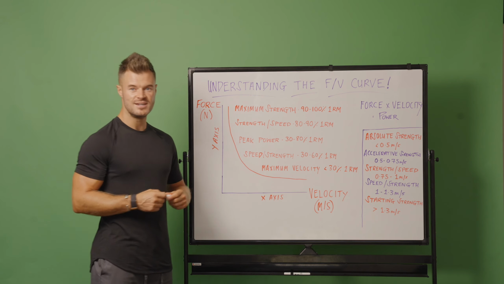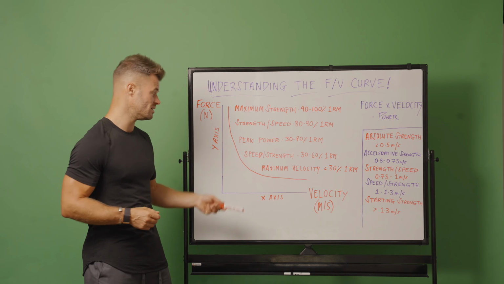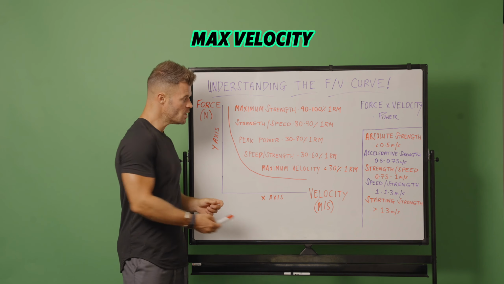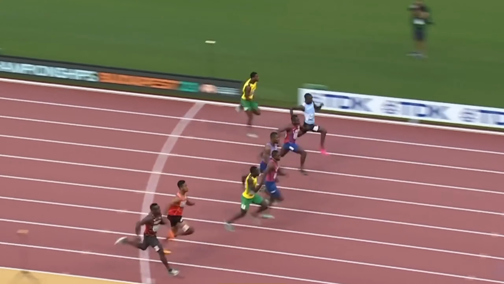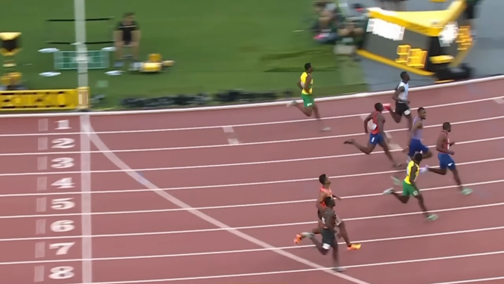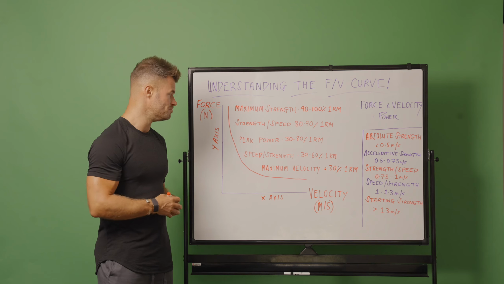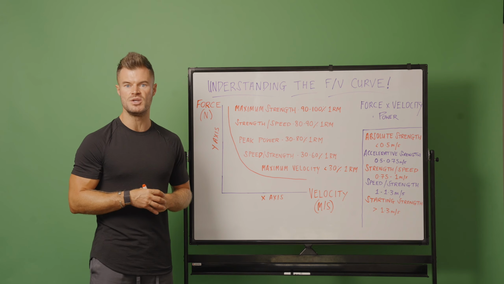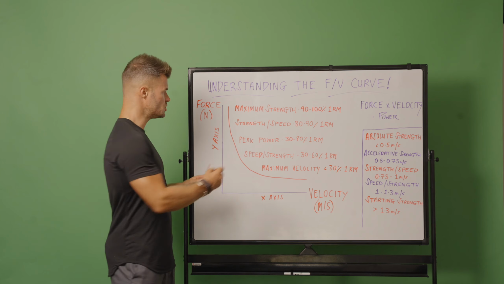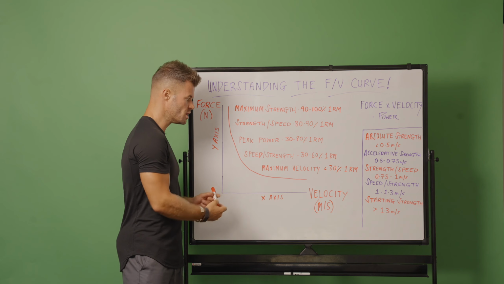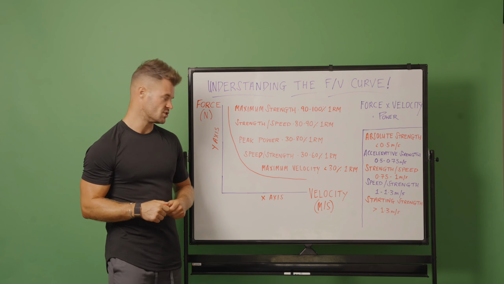Finally, the complete opposite of max strength is max velocity, where we're now looking at less than 30% of 1 rep max. This could be a sprinter, max effort sprinting, or it could be one of the medicine ball exercises that we mentioned earlier. Lots of explosive motions now that don't produce high amounts of force, but are done at high velocities.